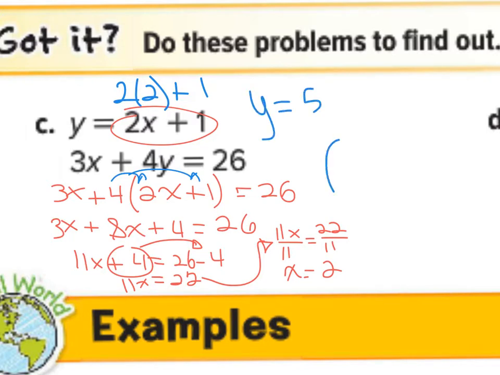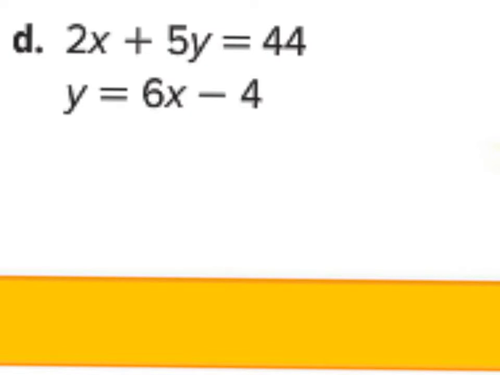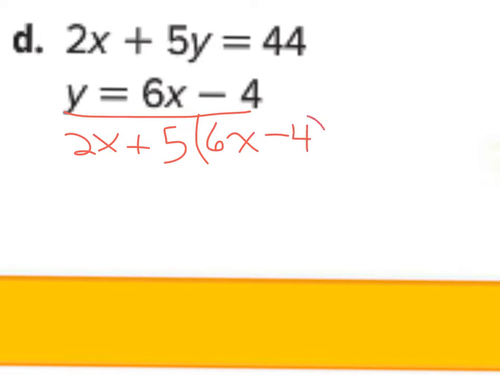So now I have the solution of this system of equations, which would be x is 2 and y is 5. Let's try the next one. Question D. You can see that we have y is 6x minus 4, so let's replace it in here. So I'm going to rewrite the first one, 2x plus 5, and I'm going to write in what my y is that I've been given. y is 6x minus 4, and the whole thing equals 44.